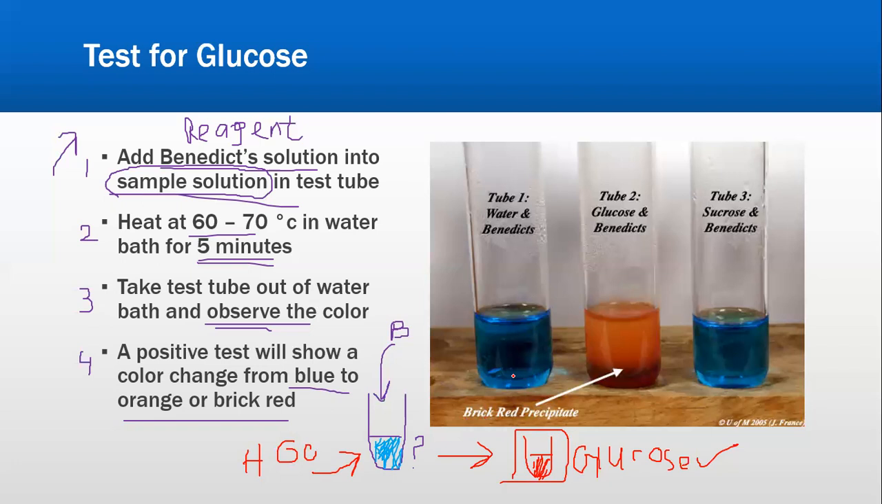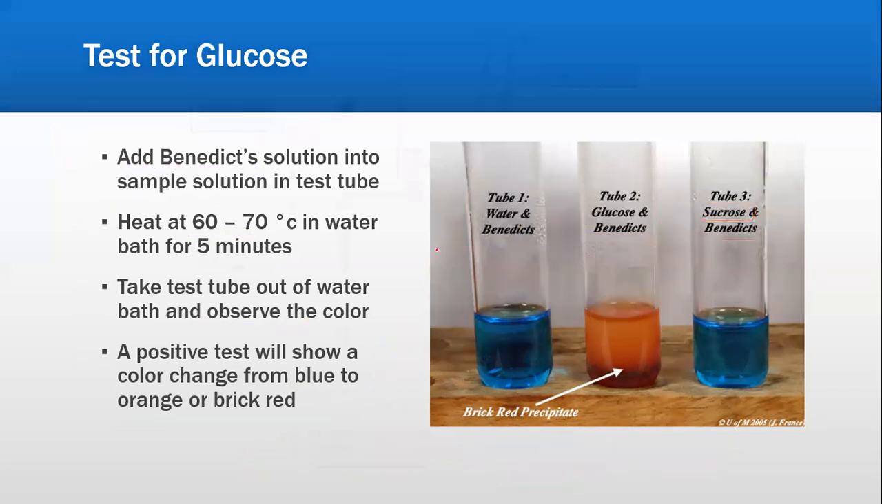But if glucose is present in the sample solution, the solution would change from blue to orange or brick red. Here you can see we have tube 1 containing water and Benedict solution. Tube 2 contains glucose and Benedict solution, hence this is the color you would observe, a brick red color, like the color of bricks. Solution 3 is sucrose and Benedict. Obviously sucrose does not contain glucose, so it remained blue. This is an example of a negative test, and the other is an example of a positive test of Benedict solution.